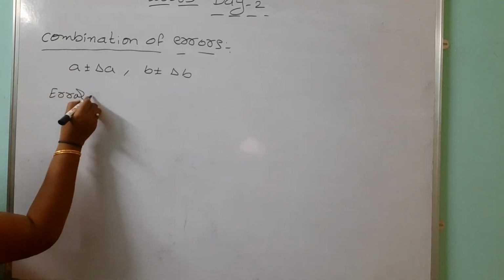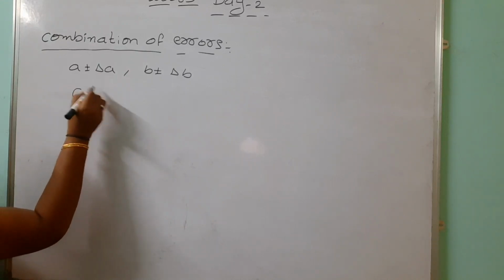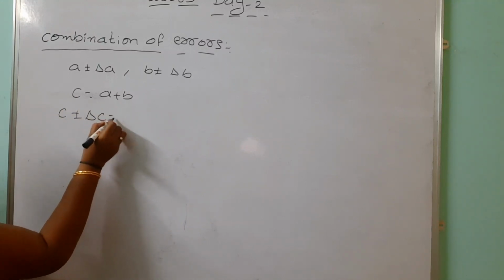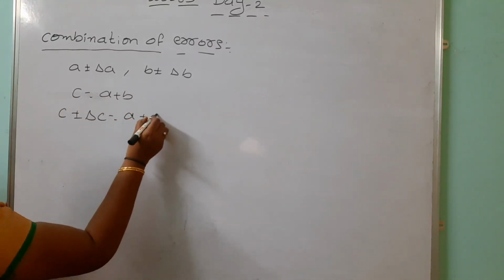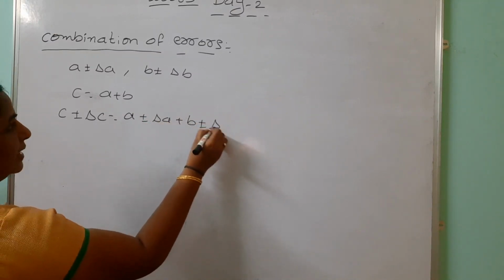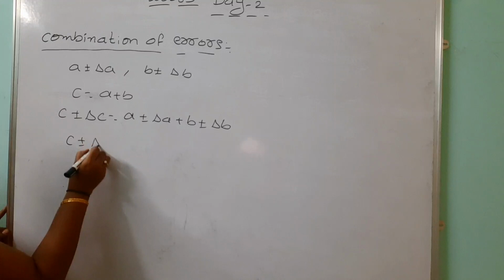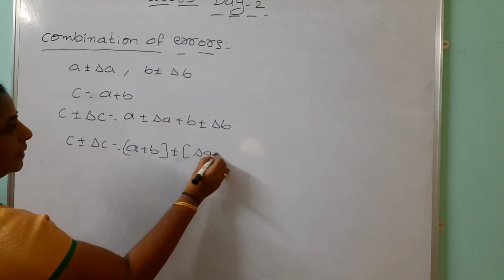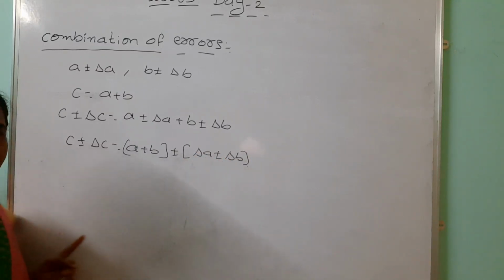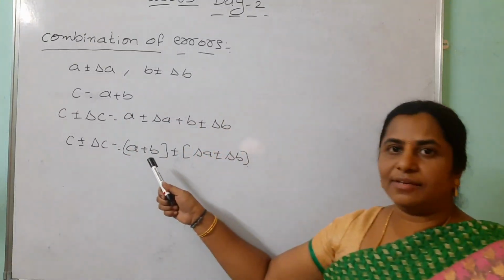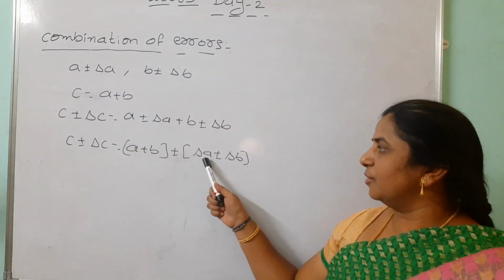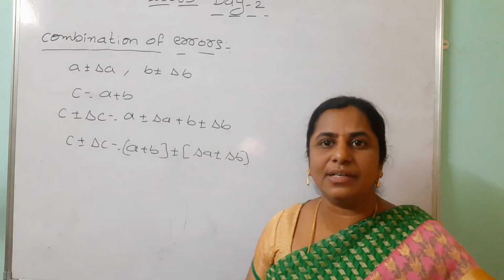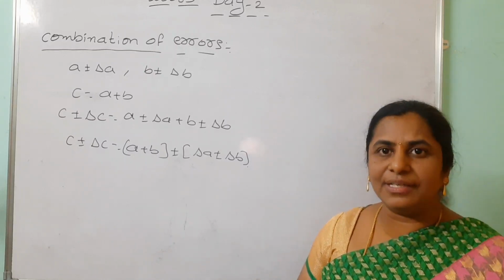We take C equals A plus B. Then how to write the error in addition? C plus or minus delta C equals A plus or minus delta A plus B plus or minus delta B. So C plus or minus delta C is A plus B plus or minus delta A plus or minus delta B. Here we can find the maximum possible error. So the maximum possible error is delta A plus delta B. Minimum possible error we don't want, just the maximum error only we have to find out, then only it is useful.